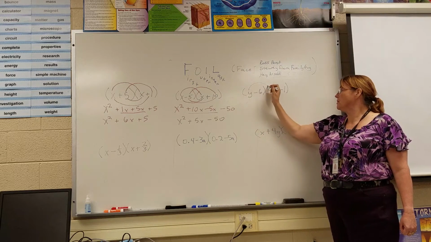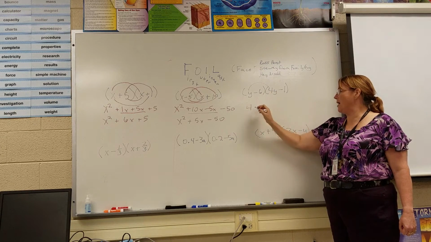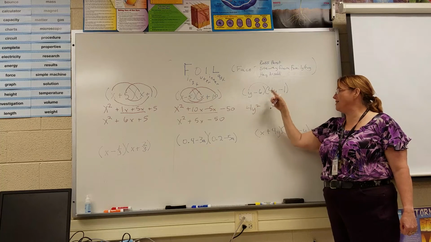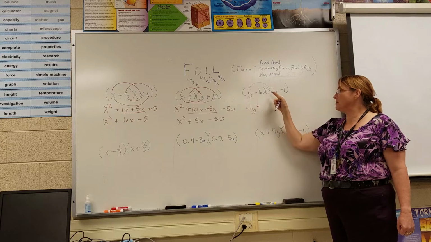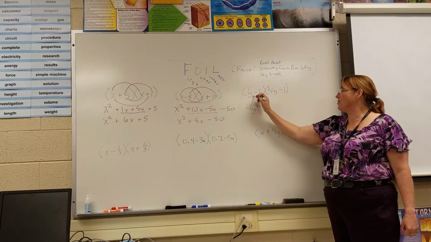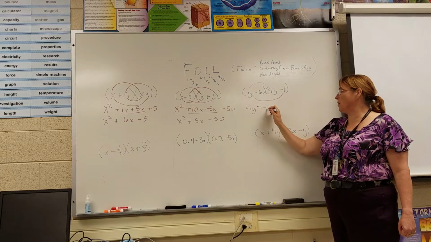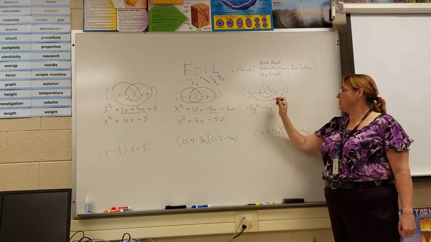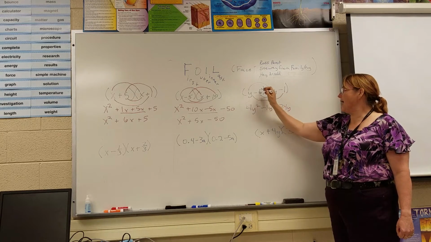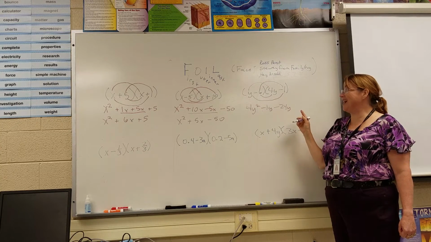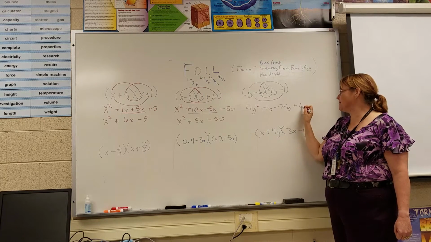So first, 1 times 4 is 4. Y times y is y squared. So y times 4y is 4y squared. You multiply the coefficients, and then you multiply the letters. Outer, minus 1 times y is minus 1y. Inner, minus 6 times 4 is minus 24y. Last, minus 6 times minus 1, a minus times a minus is a plus. 6 times 1 is 6.